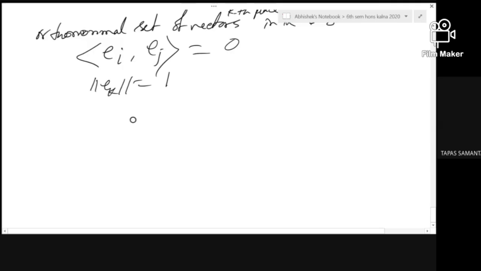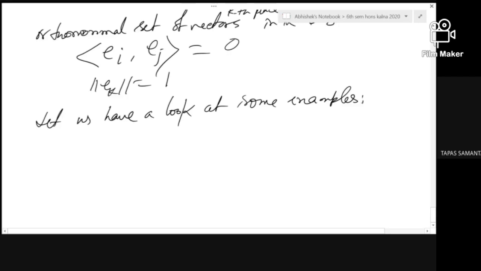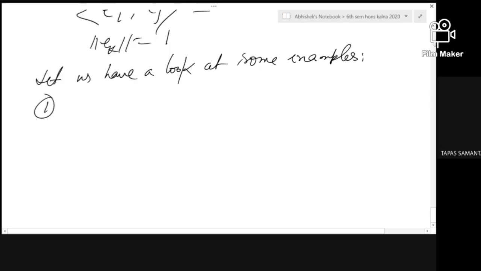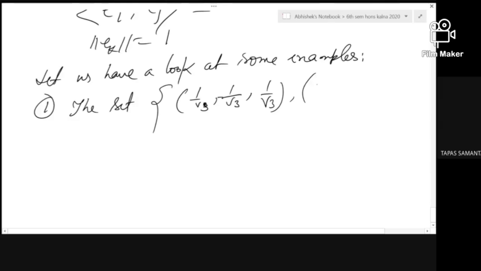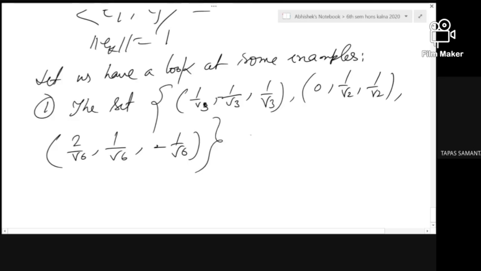So let us have a look at some examples. You may check that the set of vectors (1 by root 3, minus 1 by root 3, 1 by root 3), (0, 1 by root 2, 1 by root 2), (2 by root 6, 1 by root 6, minus 1 by root 6) is an orthonormal set of vectors in R3. So you may check.